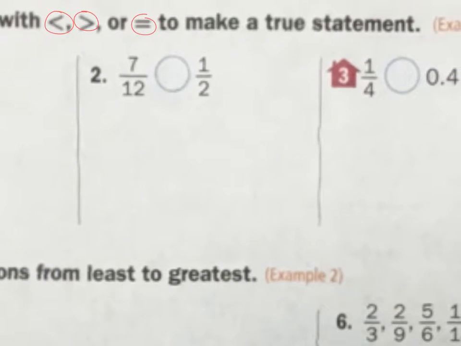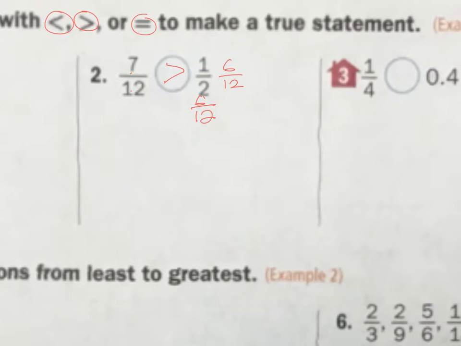Okay. Now this one, I could either get to a decimal and compare the decimals. I could cross and see which one is more. Or I could make this into a 12. 2 times 6, it'd be 6 12s. So I have 6 12s on this side and 7 12s on this side. Which one is more? This one.